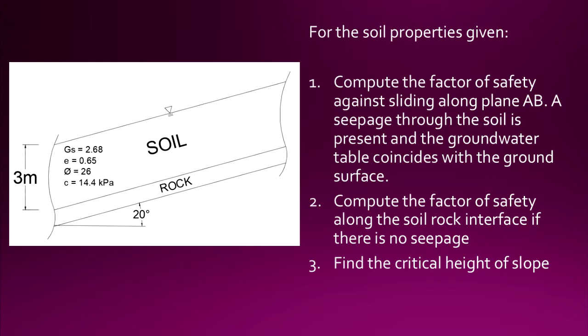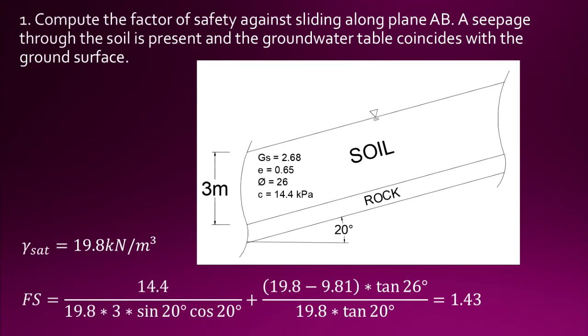So let's first solve this one. In this case, there is groundwater and the soil is fully submerged, so we need the gamma saturated. Gamma saturated is (GS plus e) times gamma of water over (1 plus e). We've learned that in our past videos, so I'm really not going into it here.